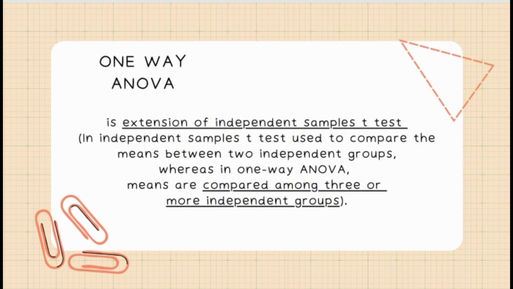One-Way ANOVA is an extension of independent samples t-tests. Independent samples t-tests are used to compare the means between two independent groups, whereas in a One-Way ANOVA, means are compared among three or more independent groups.